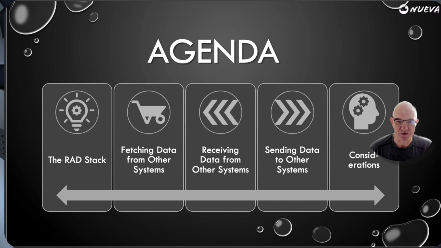So over the course of 5 videos, we're going to be looking initially at the Radstack and its capabilities. Then we're going to look into 3 typical integration scenarios: fetching data from other systems, receiving data from other systems, and then sending data to other systems. The last video will cover considerations and best practices. And don't worry, there'll be lots of demos.